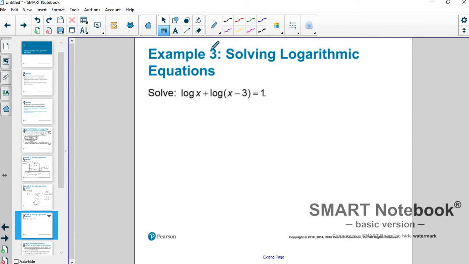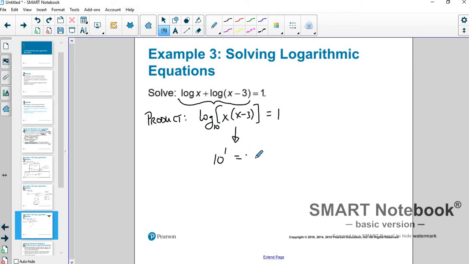Okay, did you figure it out? How do we get these 2 logarithms into 1 logarithm? Yeah, the product rule, right? We're going to condense log x plus log x minus 3, which is the same as log of x times x minus 3, product rule. That equals 1. And now this is no base, right? So what does that mean? Base 10. Use the exponential form, 10 to the first power equals x times x minus 3.